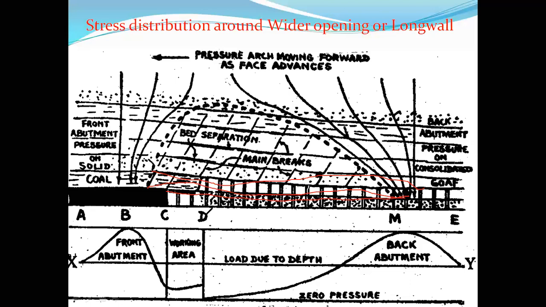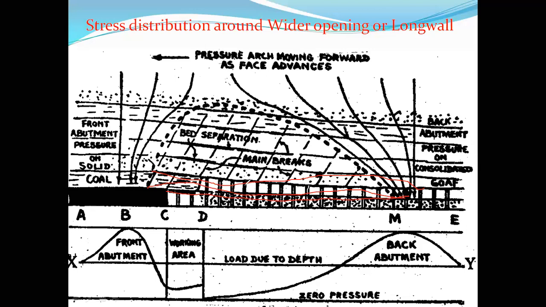So as the face advances, the load acting on the abutment gets increased. Look at here. This is called front abutment. Between A and B, there will be an increase in pressure because overall stress gets redistributed. Some portion will be acting on the front abutment, and the other one is this one.